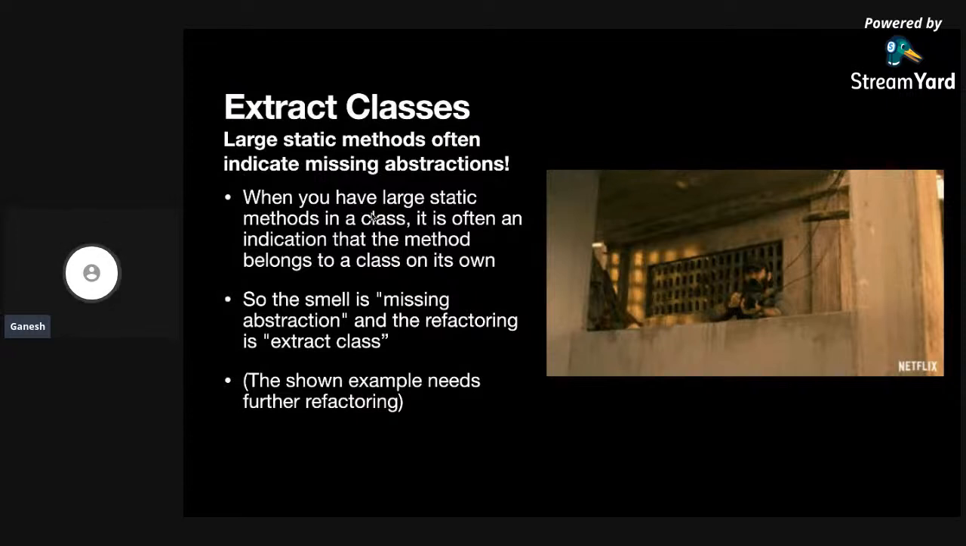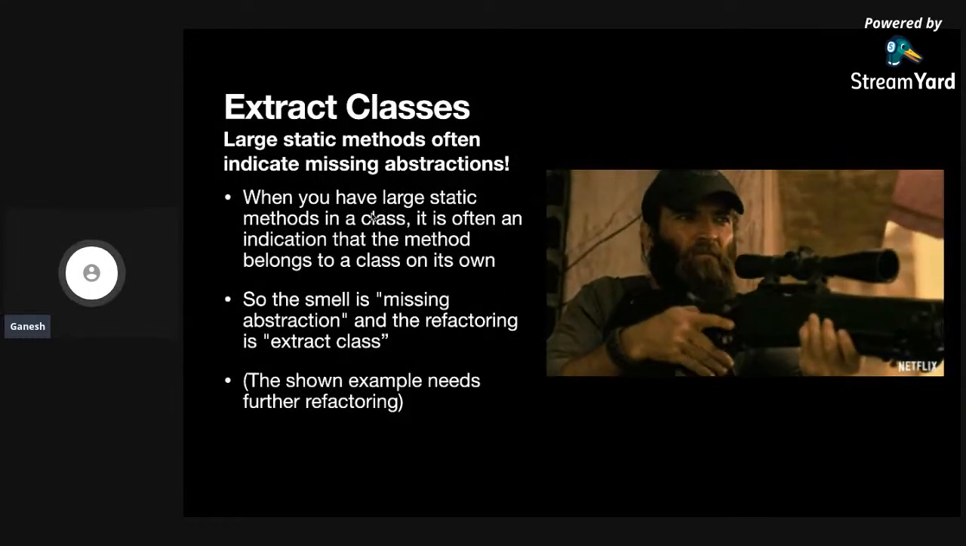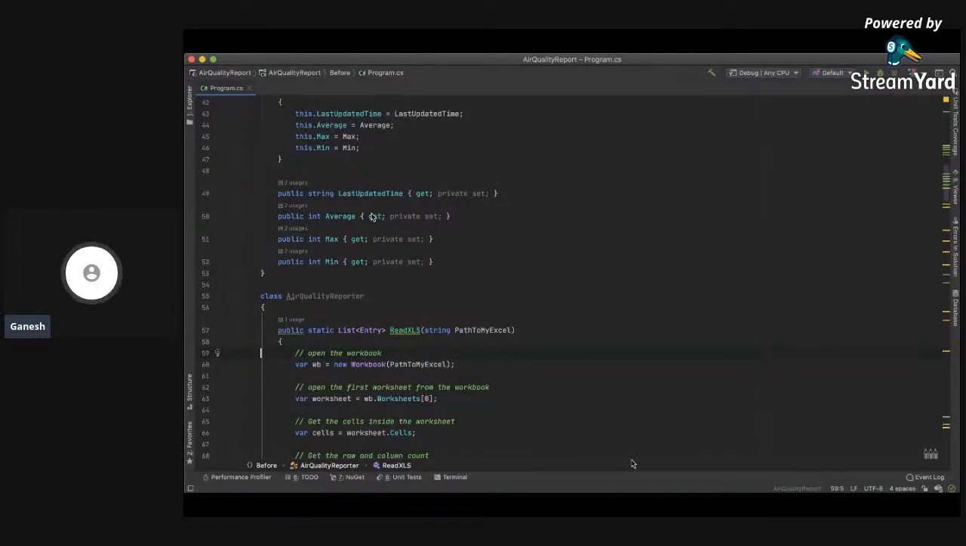Now let's consider extracting classes. Large static methods often indicate missing abstractions. When you have large static methods, I observe that most of the time it's an indication that the method belongs to a class on its own. So the smell is a missing abstraction smell, and the refactoring is extract class refactoring. What I'm going to show is an example that needs this refactoring: take those large methods and convert them into relevant abstractions.